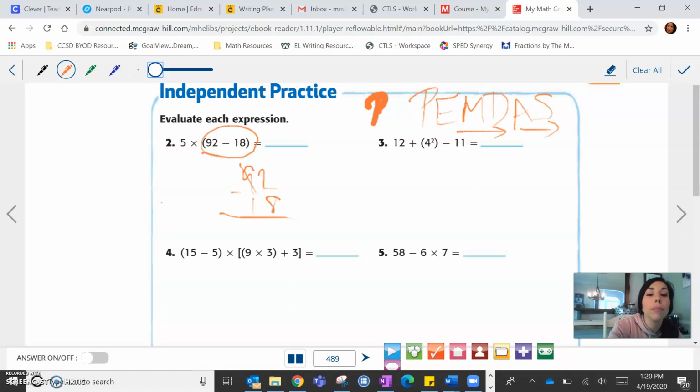8's bigger than 2. And then you're gonna have to regroup from your tens place. The tens becomes an 8 because you're borrowing a 10, making your 2 a 12. And then you're going to do 12 minus 8, which is 4. 8 minus 1, which is 7. Okay, so you've taken care of your parentheses. All right, so now our problem is 5 times 74.